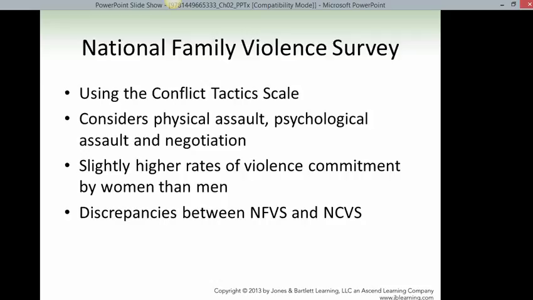National Family Violence Survey, using the Conflict Tactics Scale. It considers physical assault, psychological assault, and negotiation. It found slightly higher rates of violence committed by women than men. There are discrepancies between the NFVS and the NCVS.